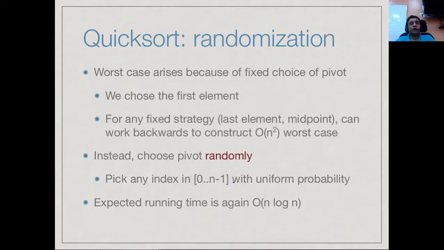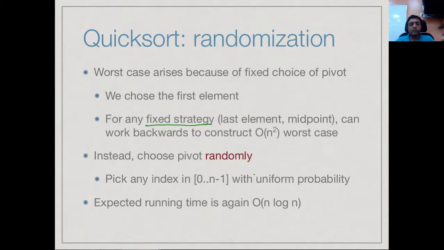If you pick the midpoint, again you can make the middle point of the array that you start with the extreme element, and you can then work backwards and construct always a worst case which takes order n squared. So what we are saying is that for any fixed strategy, if I tell you in advance that I'm always going to compute the position of the pivot in a fixed way, then by working backwards you can always ensure that that position in the current problem is an extreme element, and reconstruct something which will take O n squared for that strategy.